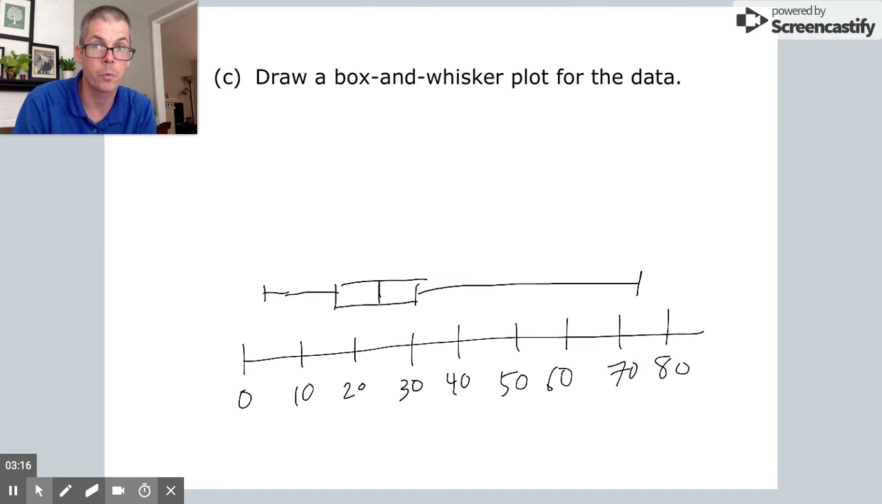Now I don't need to write this on a box and whisker plot. It's kind of understood that that's what you're doing, but I am going to write above where the minimum is. This is the min. Where the Q1 is, I'm going to write Q1. And where the median is, I'll write Q2 because median takes up more room. Q3 and the max.